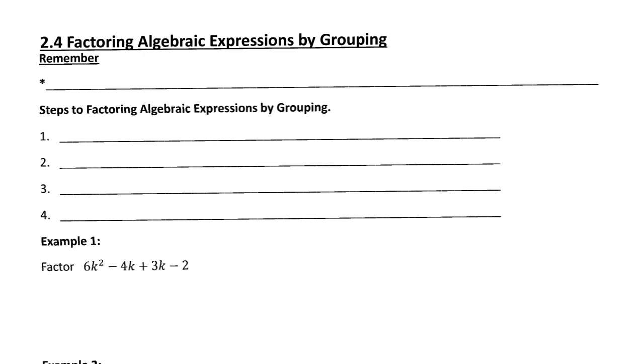Speaking of factoring by GCF, remember that's always the method that we factor by first. So we always try to factor by GCF first. Always try to factor by GCF first. Okay, that's always our first method, GCF.